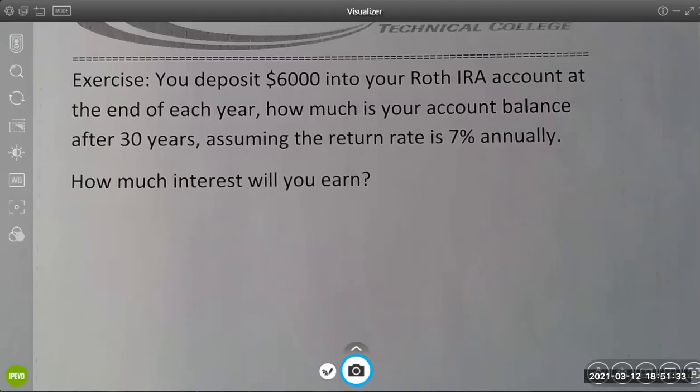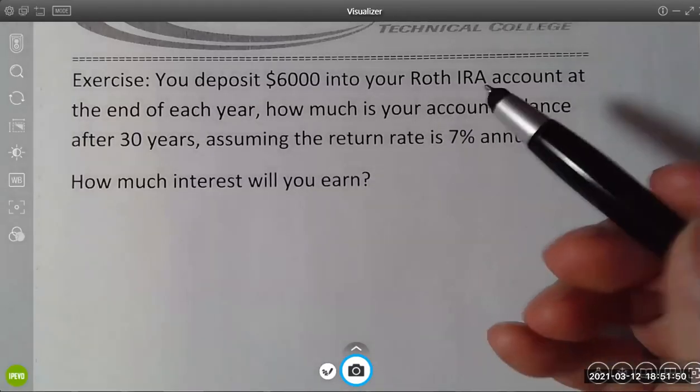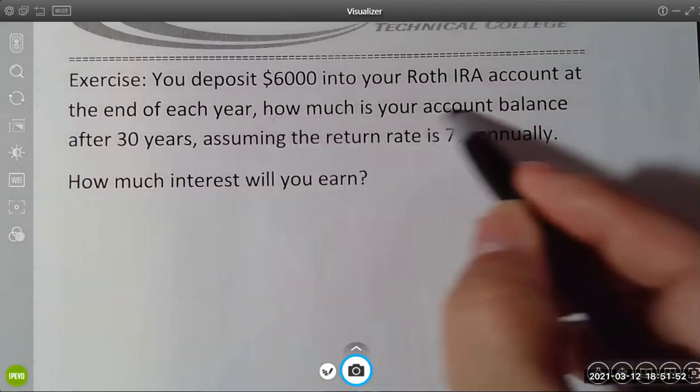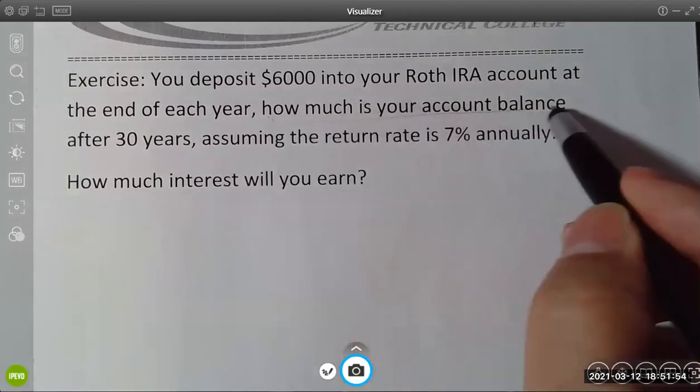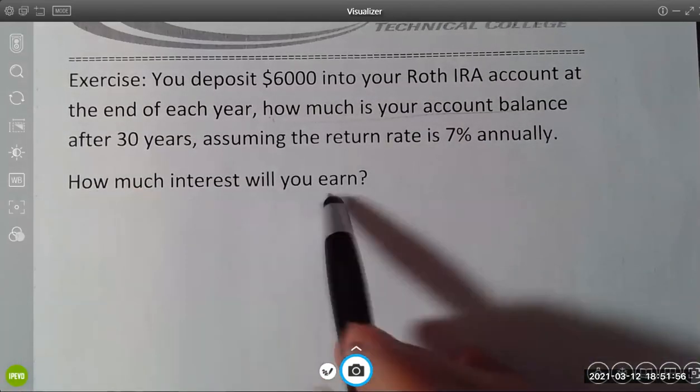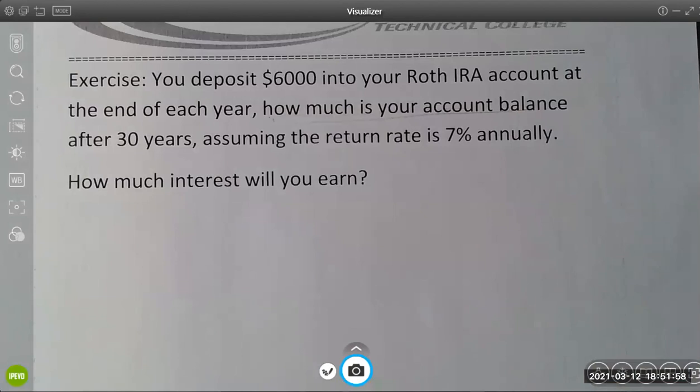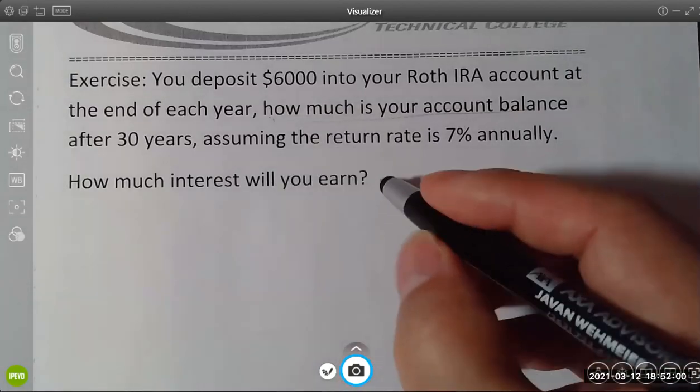So we're still doing the future value of annuity because we have repeating deposits with a fixed amount, and we're looking for the future value of the account. Assuming the return rate is 7% annually, how much interest will you earn? So this time, we have 2 questions to answer. One is the total account value after 30 years. The other is how much interest we earn after 30 years. So let's get started and write down this formula.